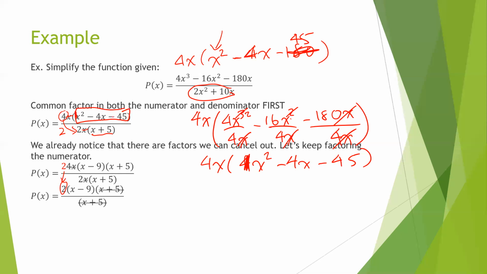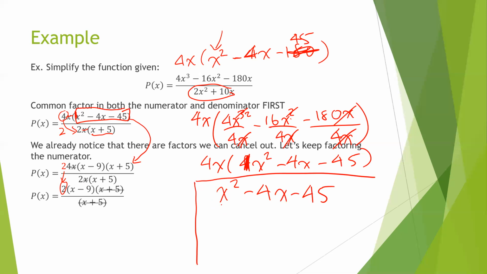And what's really nice here is that I can simply factor this simple trinomial. So x squared minus 4x minus 45 can factor pretty easily. So I'm going to do this on a separate step here. So we notice that the sum is -4. The product is -45. So what adds up to -4 but multiplies to give us -45? So that would be x minus 9 and x plus 5.